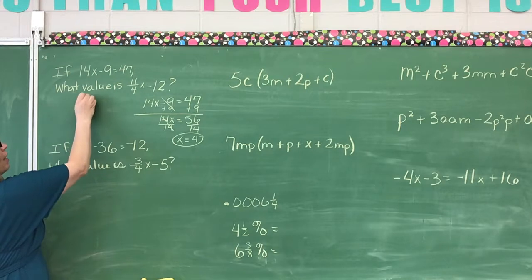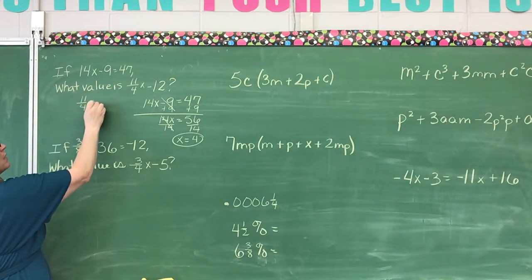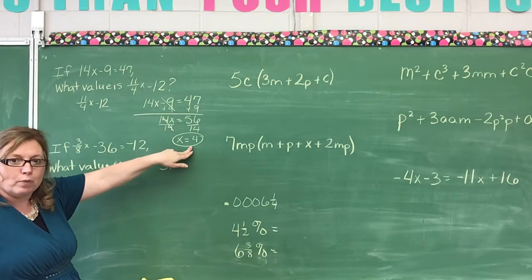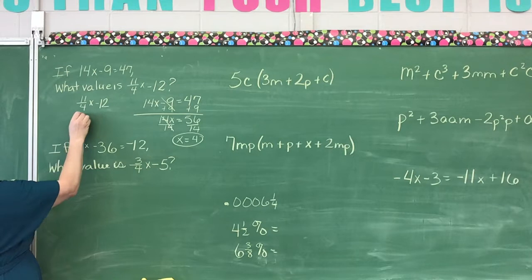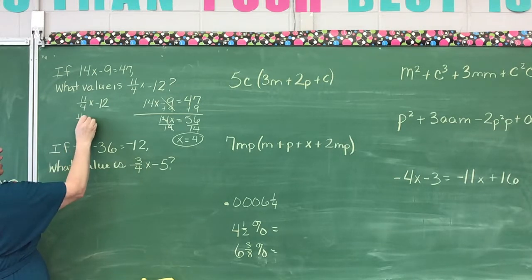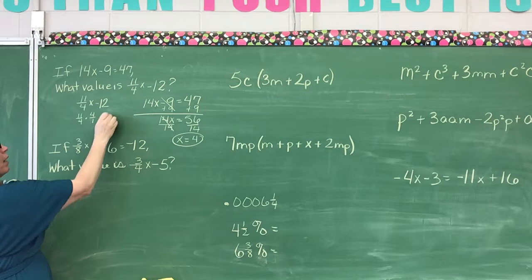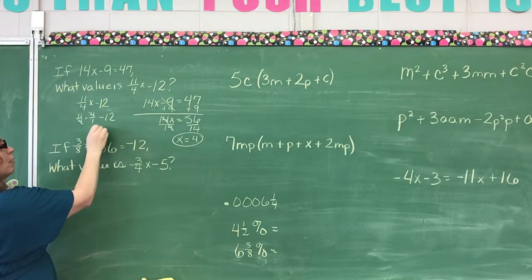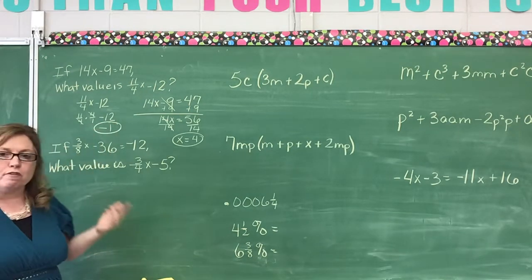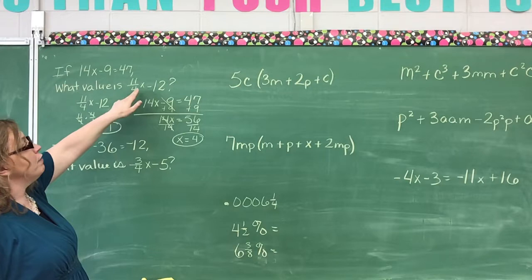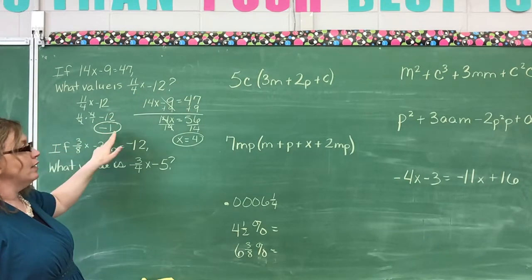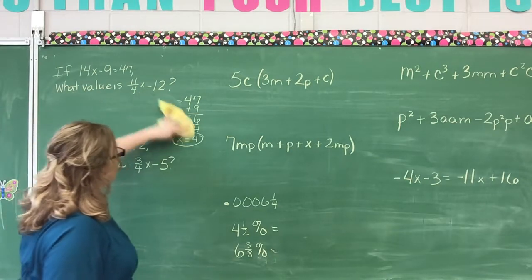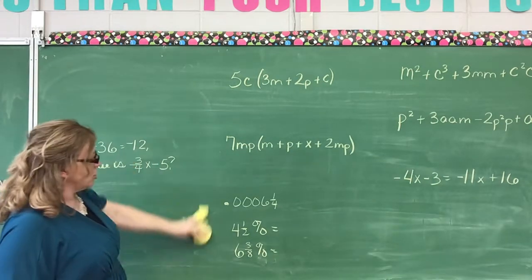It says 11/4x minus 12. What is that if x equals 4? So what are we going to do? Well, we're going to substitute that and say 11/4 times 4/1 minus 12. Well, this is going to cancel, giving us 11. 11 minus 12 is -1. So the value of 11/4 x minus 12 is -1. Now I'm going to erase that just to give us a little room on the board. And let's look at the next one.